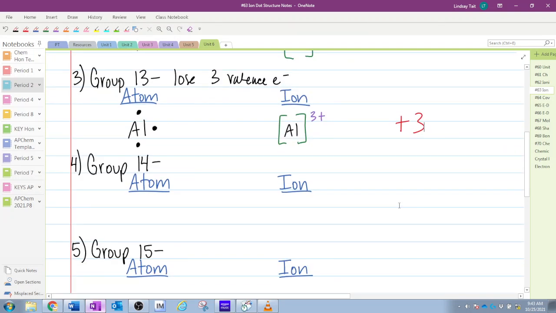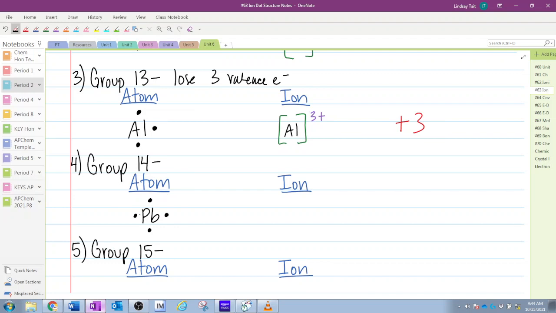All right, so group 14. Things are going to get a little weird in group 14. I'm going to use the atom lead, and group 14 means 4 valence electrons. And so when it comes to playing let's make an ion, now we truly have a dilemma because our options are equal. Pick up 4, lose 4. This is where context comes into play.